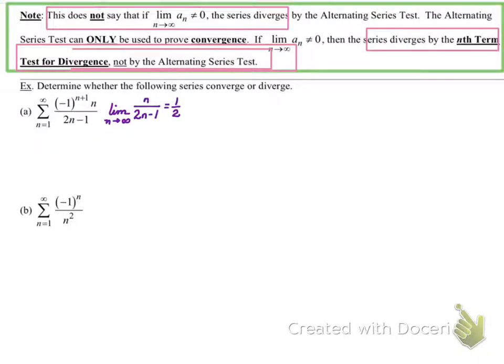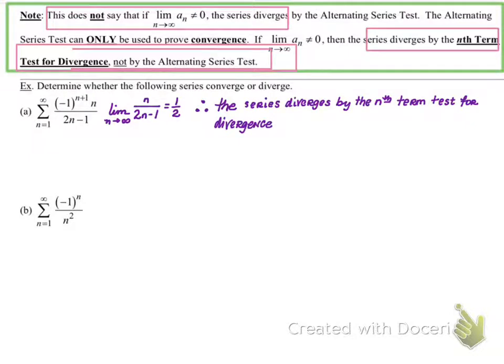We look at our individual terms and we see that our individual terms have a limit of 1/2. We look at the individual terms without the sign, right? Because we already know that it satisfies that first piece of the alternating series test. It does alternate in sign. And as far as the second piece, we can see that they do decrease in magnitude, but immediately we also see that it does not have a limit of 0. So instead, on this one, we need to say that the series diverges by the nth term test for divergence.